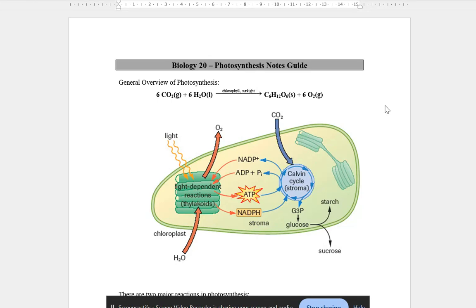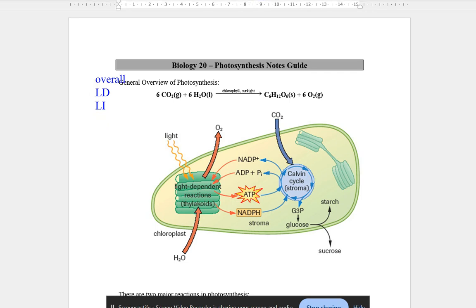And you'll remember in our last two videos, we have talked about the overall equation for photosynthesis, which you need to memorize. And we have talked about the two stages of photosynthesis, the light-dependent reactions occurring in the thylakoids and the light-independent reactions occurring out in the stroma. Another name for that, of course, is the Calvin cycle, or you might even see it as the Calvin-Benson cycle.